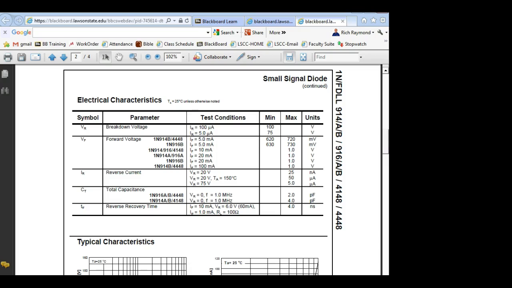So we do have current flow in the reverse direction because there is a path for the current to get through there, right? You understand that? But it's not very much. Total capacitance, we're not going to worry about that right now. And so what we're interested in here, of course, is this guy right here.